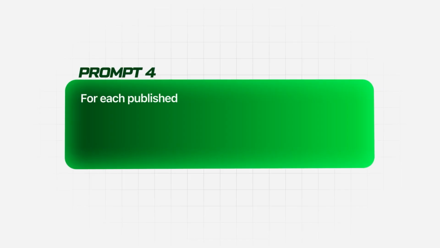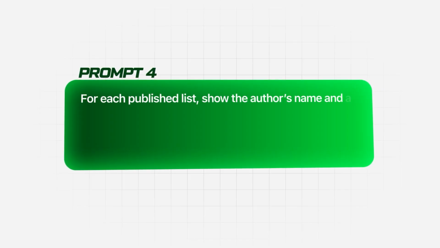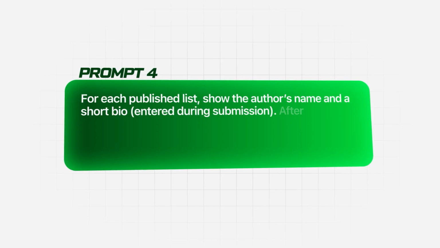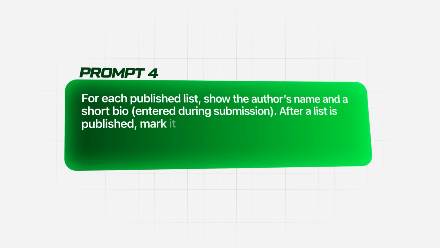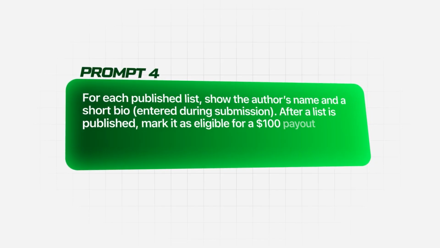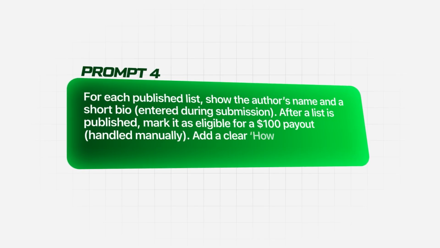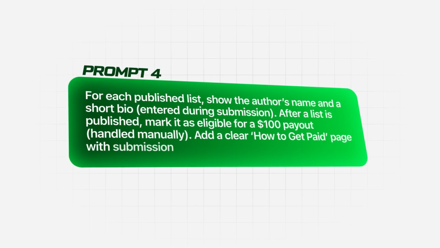For each published list, show the author's name and a short bio, entered during submission. After a list is published, mark it as eligible for a $100 payout, handled manually. Add a clear how to get paid page with submission guidelines.